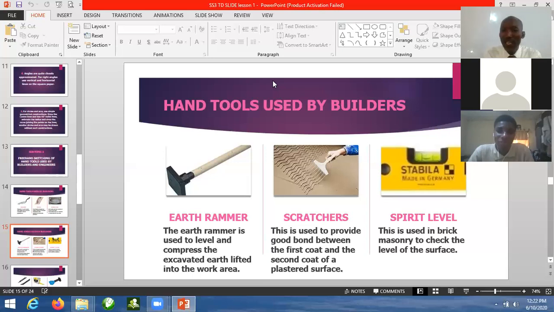Yes, sir. Good. Now, when you fill it, you use the earth rammer to compress it. You hit it on the earth so that it can come together as a unit, to get to the level of the floor that you want. Do you understand now? Yes, sir.